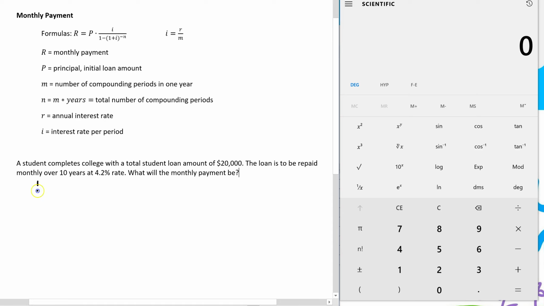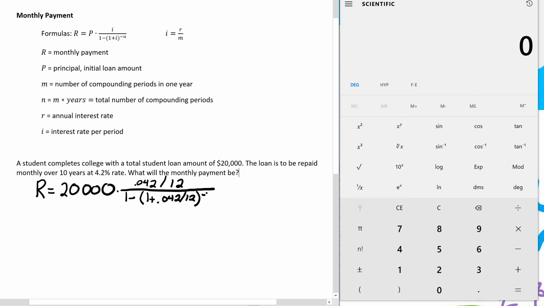Using our formula, R equals P, the initial principal, how much we borrowed, $20,000, multiplied with the fraction. I in the numerator is our rate of 0.042 divided by 12, since there are 12 months in a year. The denominator will read 1 minus the quantity 1 plus I, which is 0.042 divided by 12, raised to the negative n power.